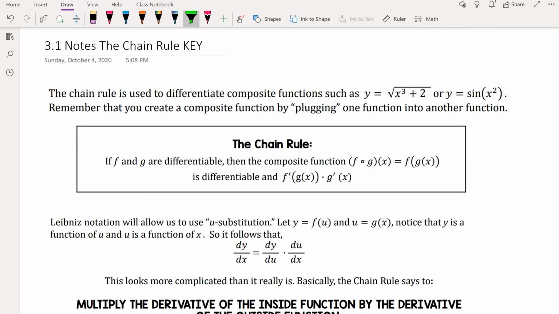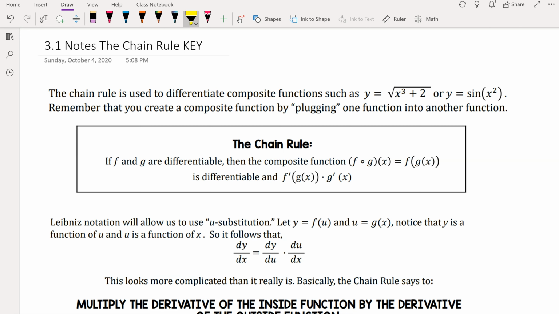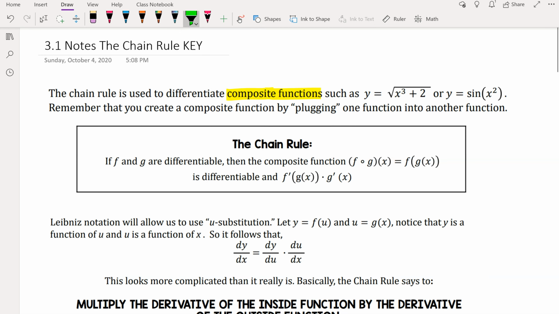And I'm going to highlight the things that you really need to write down. You do not need to write down the first thing, so this first little bit. The chain rule is used to differentiate composite functions, such as y equals square root of x cubed plus 2 or y equals sine of x squared. Remember that you create a composite function by plugging one function into another function. All right, and let's just review that very quickly.